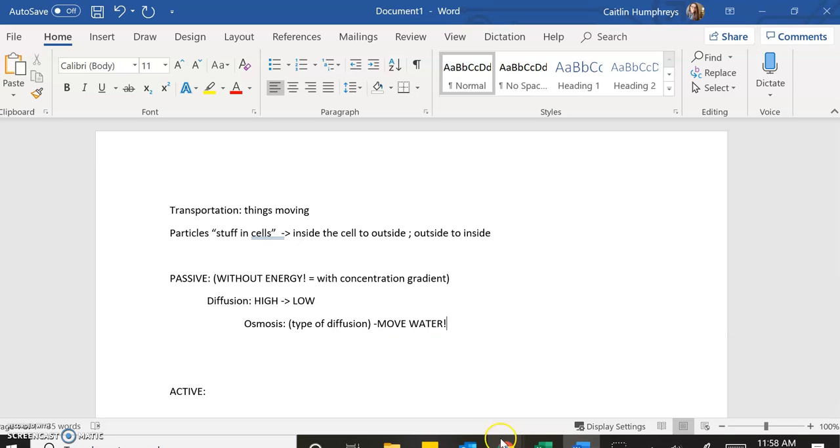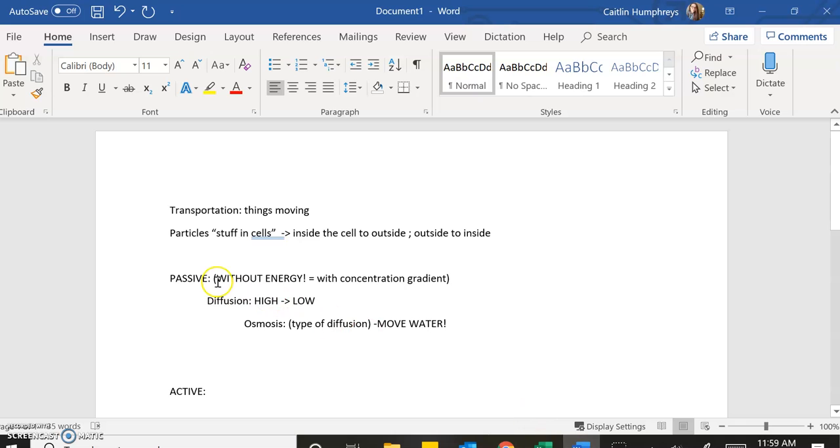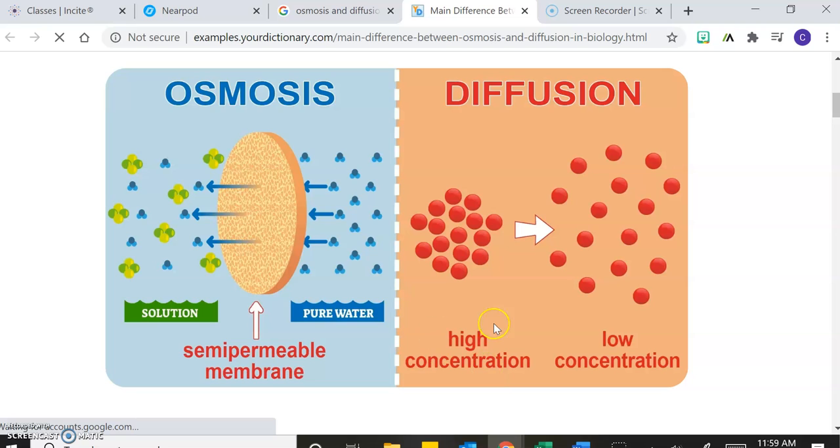A common joke in Hollywood that obviously annoys Miss Humphreys is, well, you're going to learn it by osmosis because the book is near you. No, osmosis is water. Text and information and knowledge would be diffusion, because the book would be a high concentration and your brain would be a low concentration. It's processed by diffusion. Osmosis is specifically water, and knowledge is not water. So osmosis is specifically the movement of water. It's a type of diffusion specific to water, and it is also moving with that concentration gradient from high to low because it's passive.